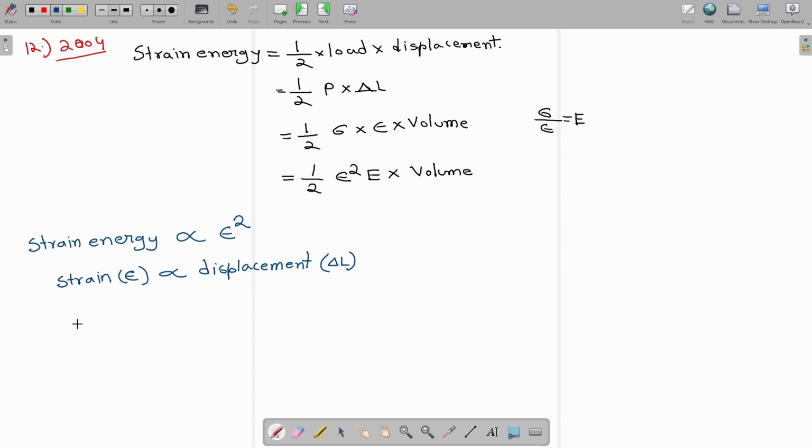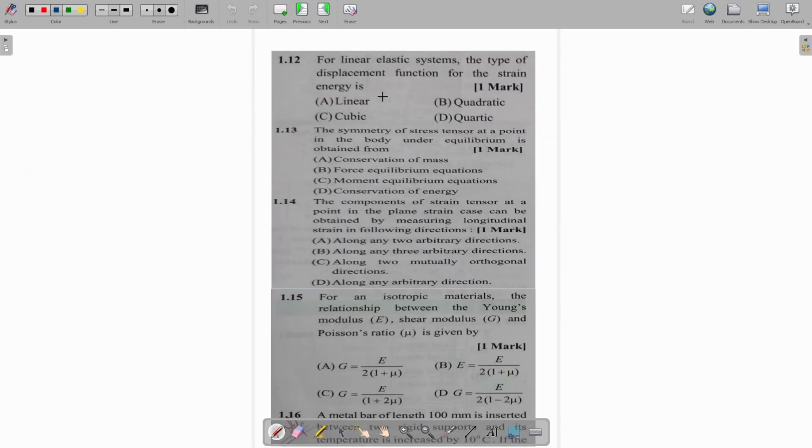Therefore, strain energy is a quadratic function of displacement. Strain energy is a quadratic function of displacement. Therefore, our answer is option number B, quadratic.